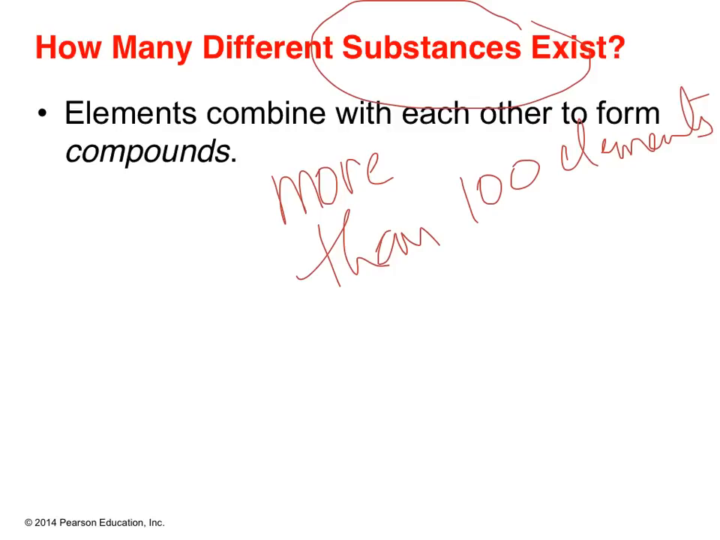For example, if you take water, water is made out of oxygen and hydrogen. The same oxygen and hydrogen also make hydrogen peroxide. So like this, there are millions and millions of compounds.